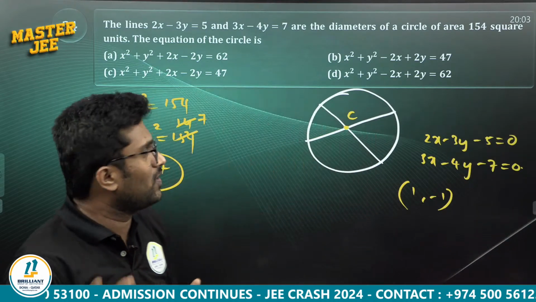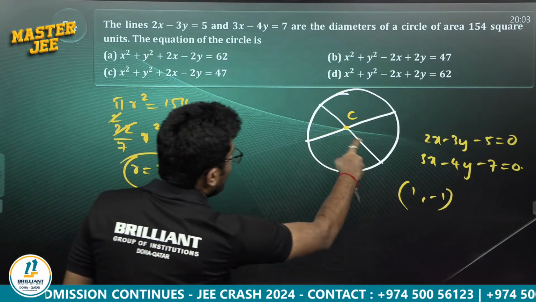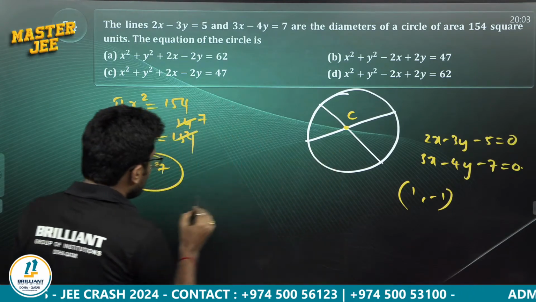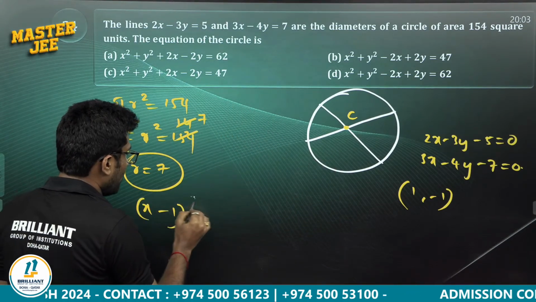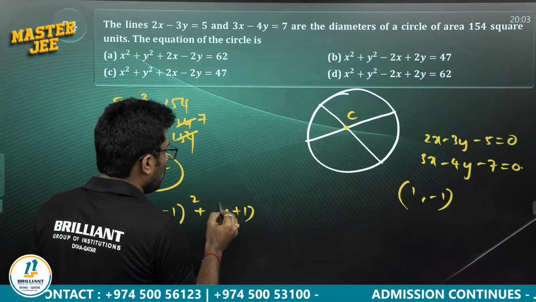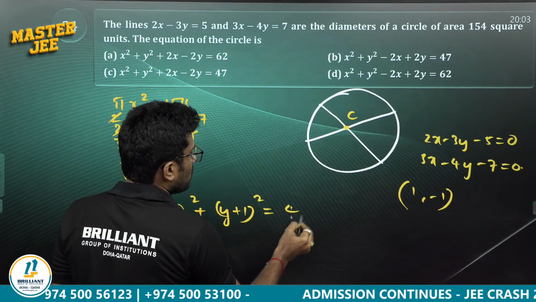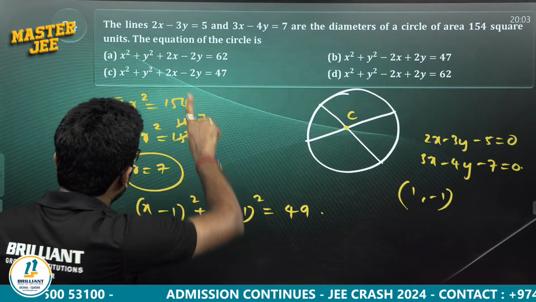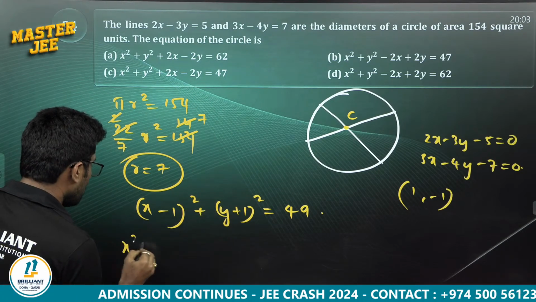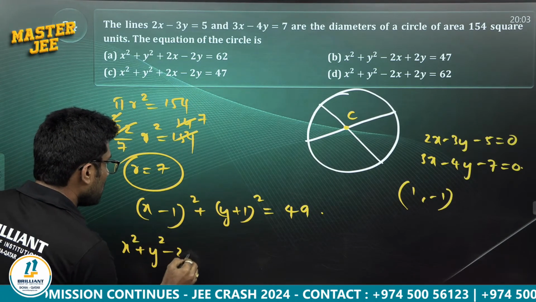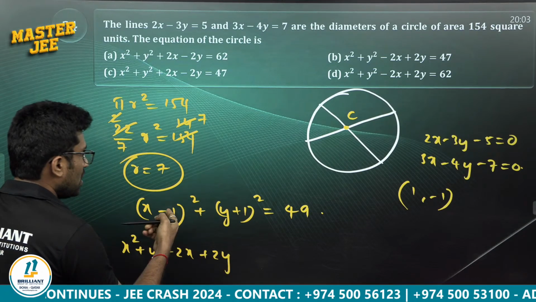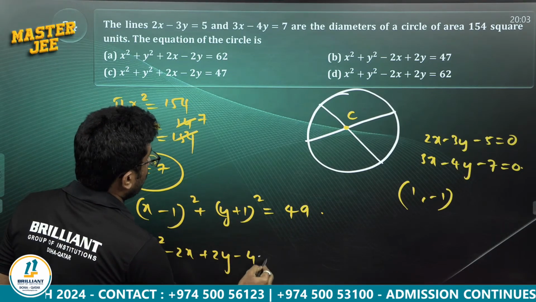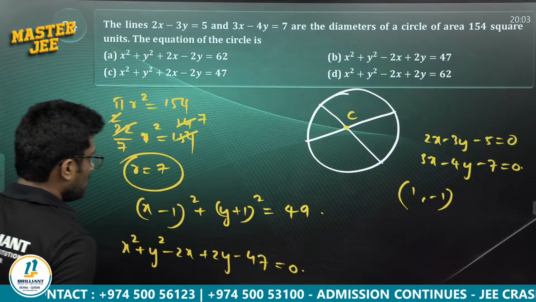Beautiful. That's it. Once we know the center and radius, we can get the equation of the circle. Now that is x minus 1 whole square plus y plus 1 whole square is equal to 7 square, which is equal to 49. So get the equation of the required circle in terms of that. x square plus y square minus 2x plus 2y, here 1 plus 1 is 2, minus 49, so minus 47 will be equal to 0.